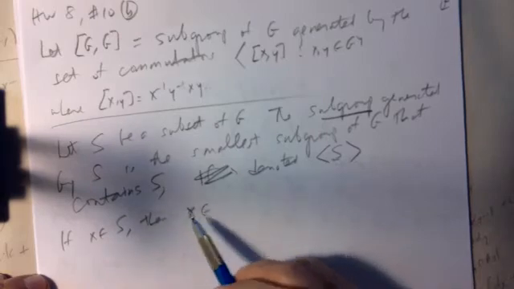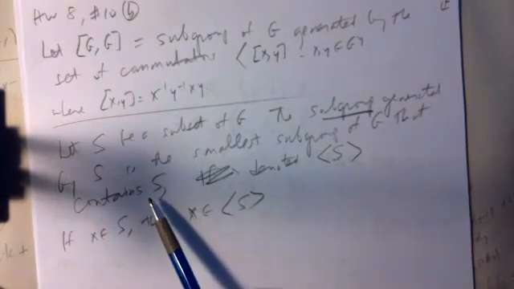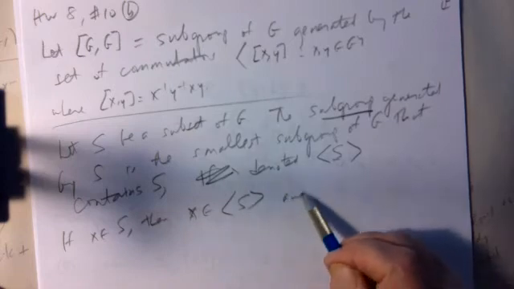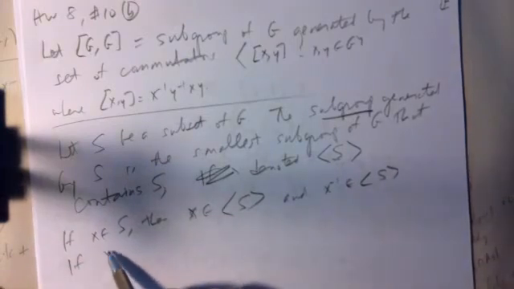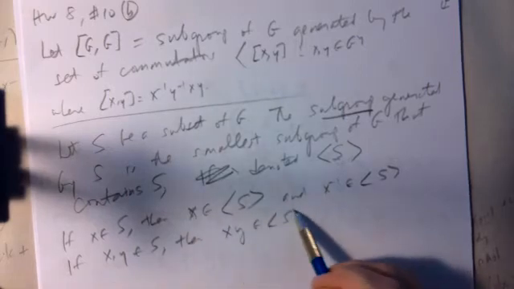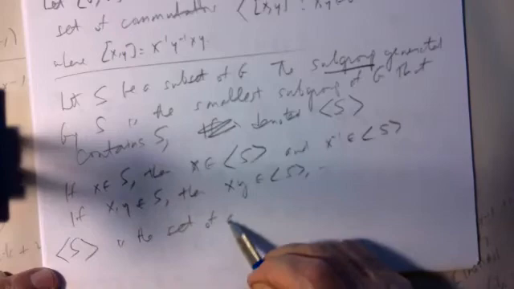So if x is in S, then x is in the subgroup generated by S, because this is the smallest subgroup that contains S. But also, if x is in the subgroup generated by S, then of course the inverse of x is also in it. And if x and y are in it, then x times y is in this subgroup, and so forth.